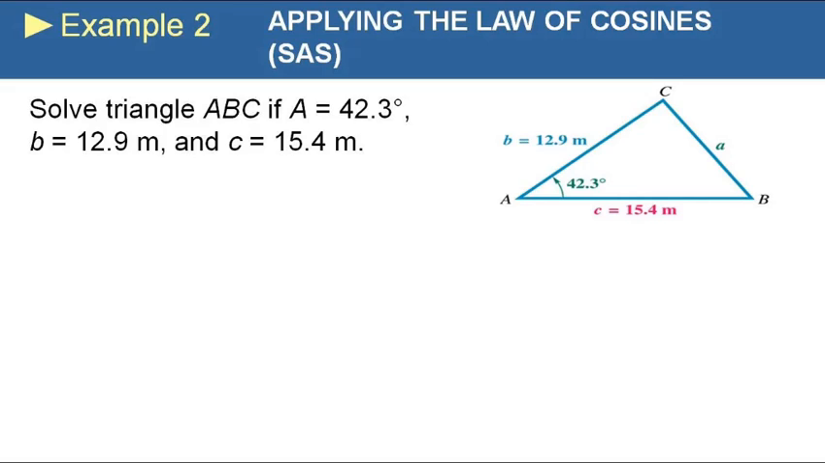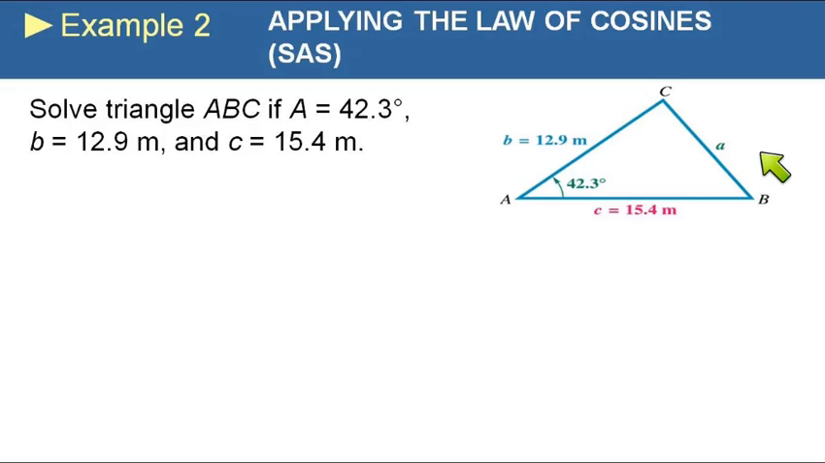Okay, here's example 2. It says solve the triangle if A is 42.3 degrees and b is 12.9 meters and c is 15.4 meters. And here it is already drawn for us. Now, always look first to see what case you're dealing with. This is side, angle, side. So we know right away we'll have to use the law of cosines.